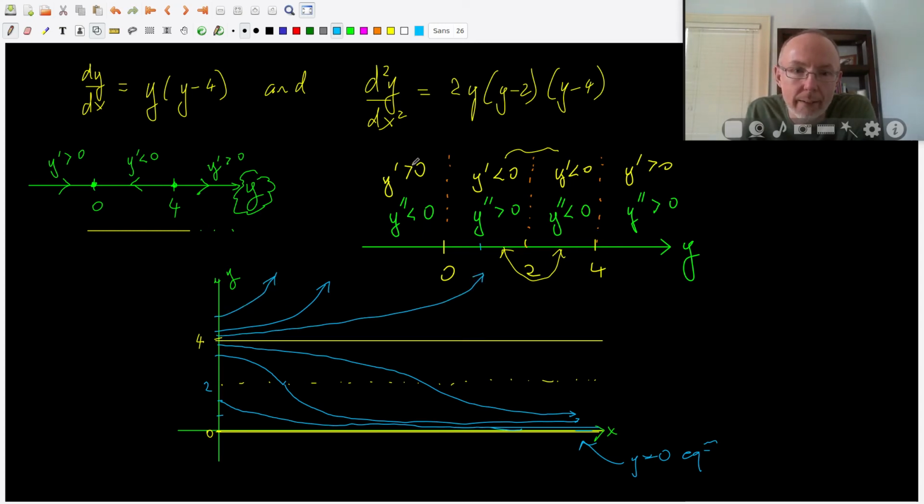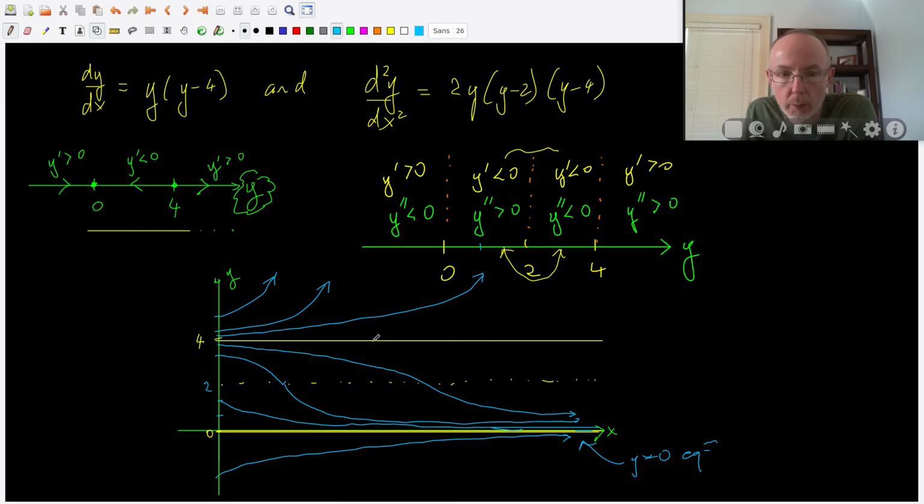If y is negative, then it's increasing but concave down, which means I'm coming up towards that equilibrium point, but again, I can't cross it. I did a really bad job of drawing that. Coming up towards the equilibrium point, but I can't cross it, and so it looks something like that. So this gives you an idea of what the solutions look like, right?